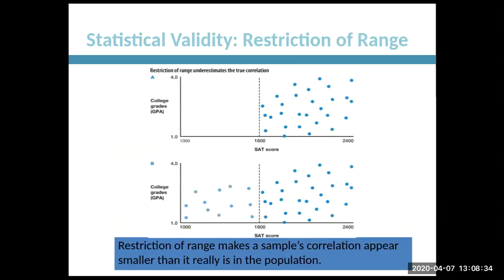What about restriction of range? As you see here on top, the correlation is sort of cut off. We're looking at SAT scores, and we're looking at college grades or predicted GPA. Here, we're only seeing part of the data. As you can see, the scores go from 1,000 to 2,400.